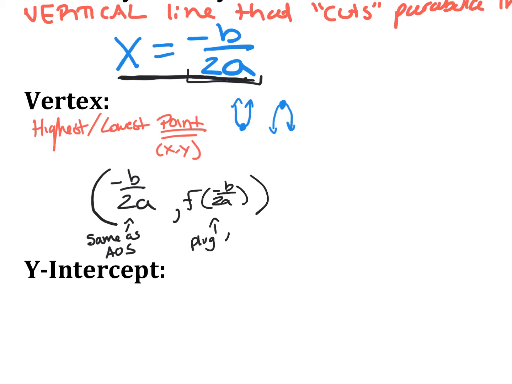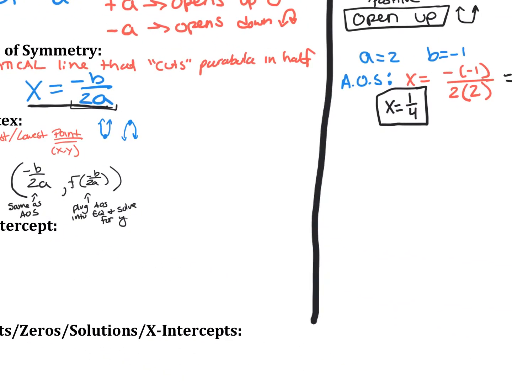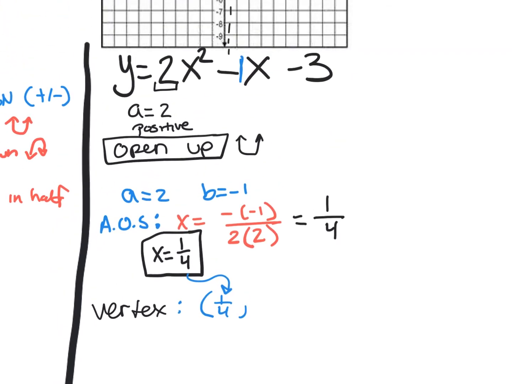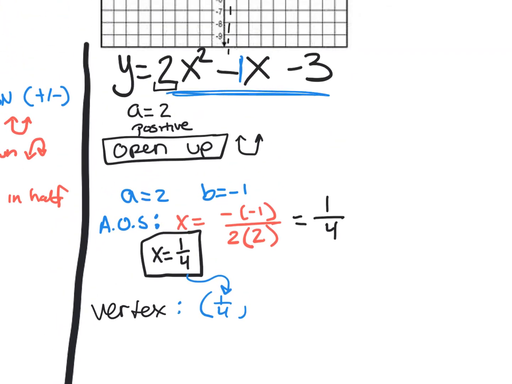Plug the axis of symmetry into the equation and solve for y. So we'll do the example over here. For the vertex, we know our x value is the same as the axis of symmetry, so our x value will be 1/4. To get the y value, we just plug 1/4 into our equation up here for x.